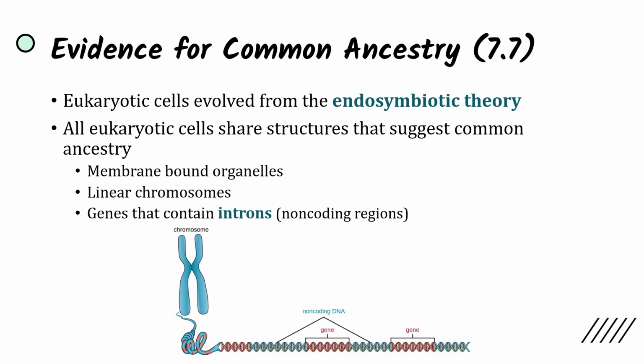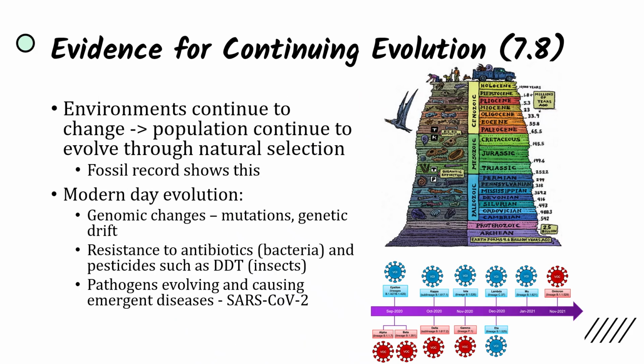And so eukaryotic cells evolved this way, but we can also see that all of these eukaryotic cells share structures that suggest common ancestry, such as membrane-bound organelles that we discussed that came from the endosymbiotic theory, but also linear chromosomes, unlike circular chromosomes of prokaryotes, and genes that contain introns, which are non-coding regions. And all eukaryotic cells share these structures, and that shows that there is common ancestry from which all eukaryotes evolved.